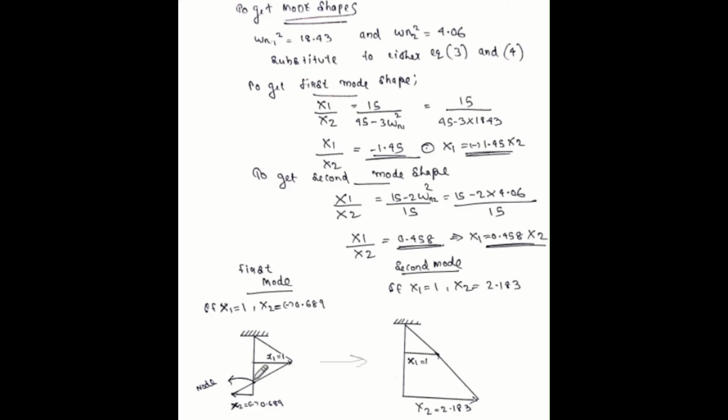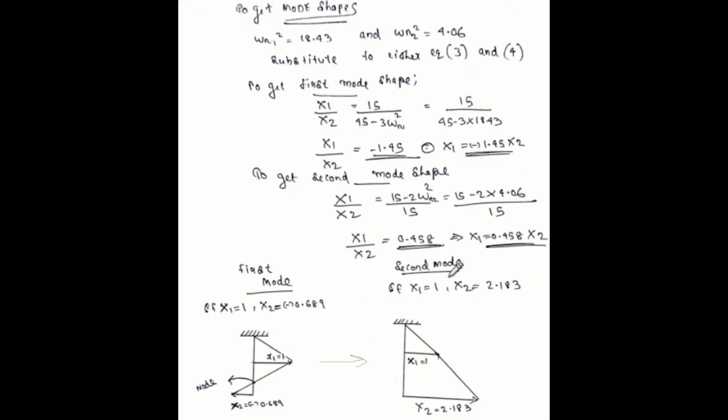This is the way to draw the mode shape. Then simply join these points, from here to here, then here to here. You can use any value, not just x1 equal to 1. You can substitute any value, and based on that, this value will change. This is a simple value, right? If you put x1 equal to 1, you get a simple numerical value, and you can simply show how it looks.